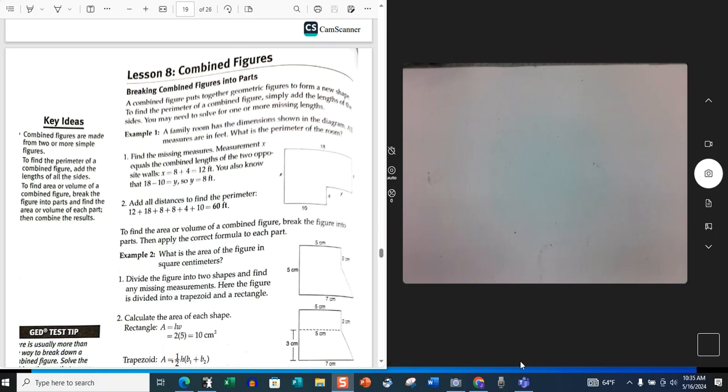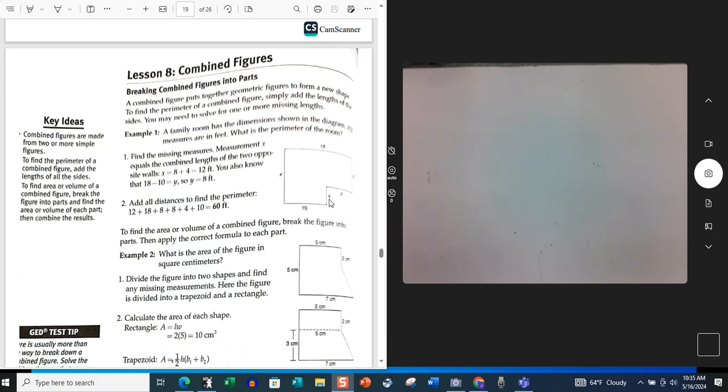Okay, example 1. A family room has the dimensions shown in the diagram. All dimensions are in feet. What is the perimeter of the room? Now, if you notice here, some of this is a little grayed out, but this is an 8 over here. This is a Y, 18, X, 10, and 4.